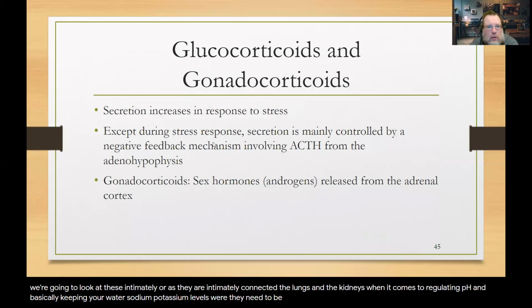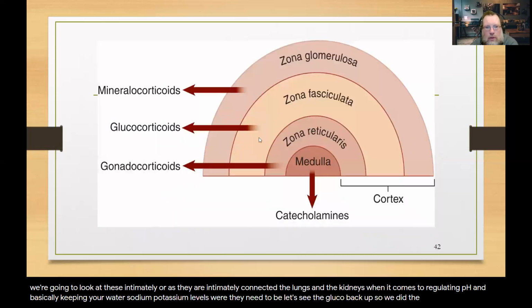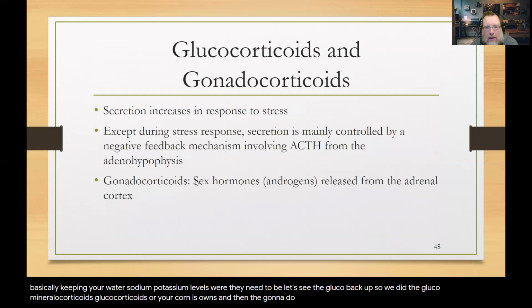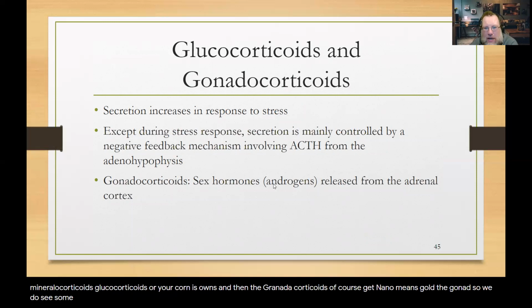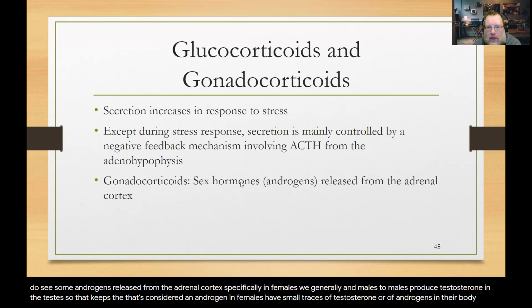Okay, so let me back up. We did the mineralocorticoids, glucocorticoids, or your cortisones, and then the gonadocorticoids. Of course, gonado means the gonads. So we do see some androgens released from the adrenal cortex, specifically in females. Males produce testosterone in the testes, and that's considered an androgen. Females have small traces of androgens in their body in the form of gonadocorticoids.